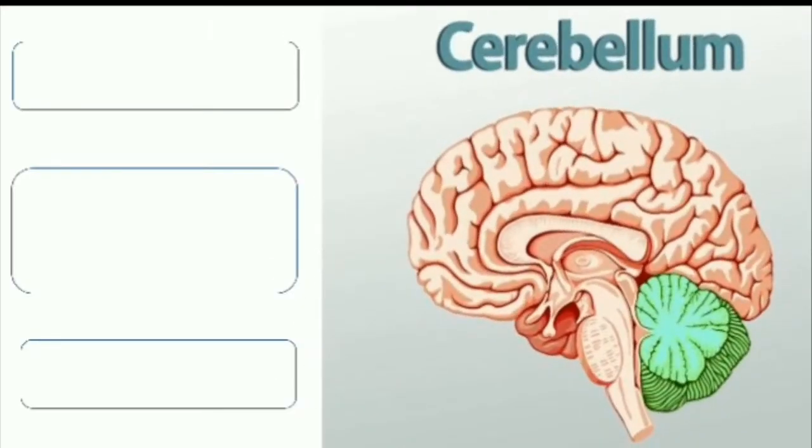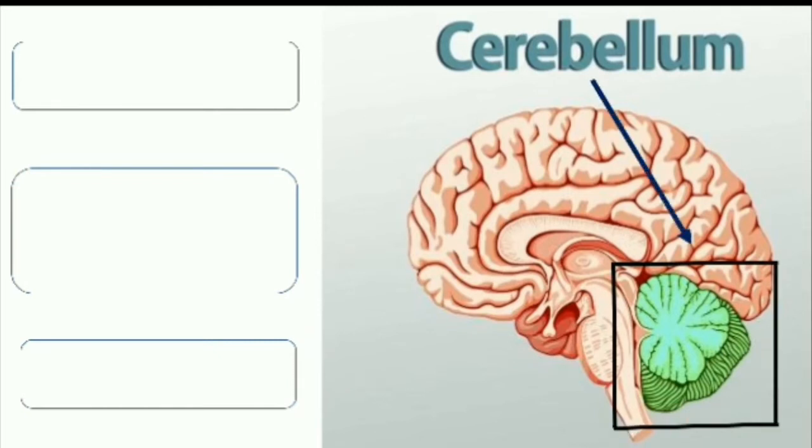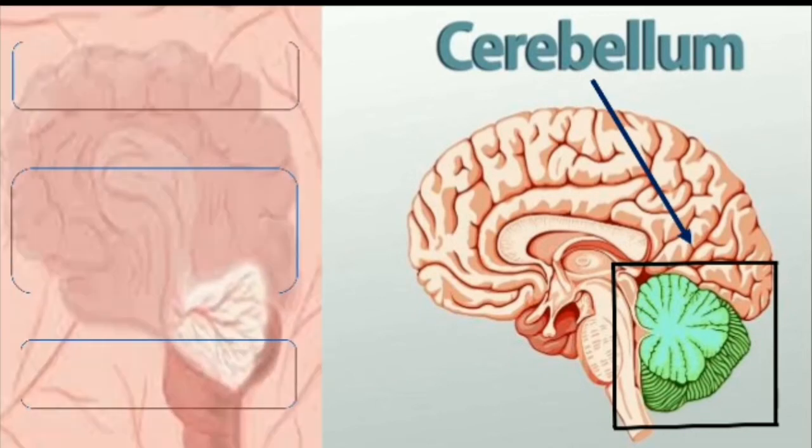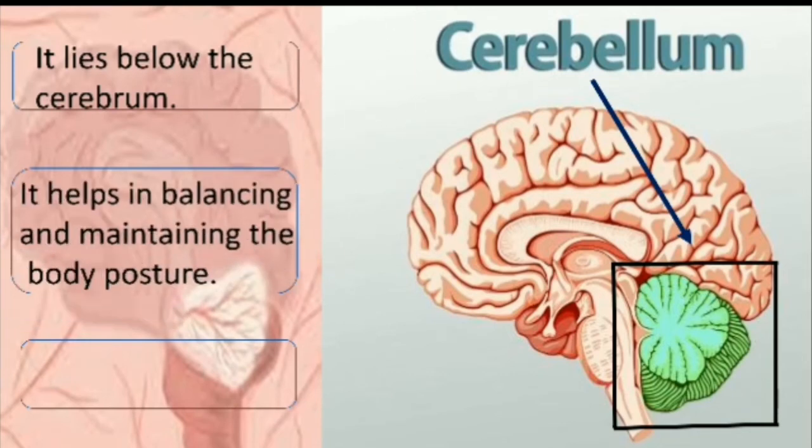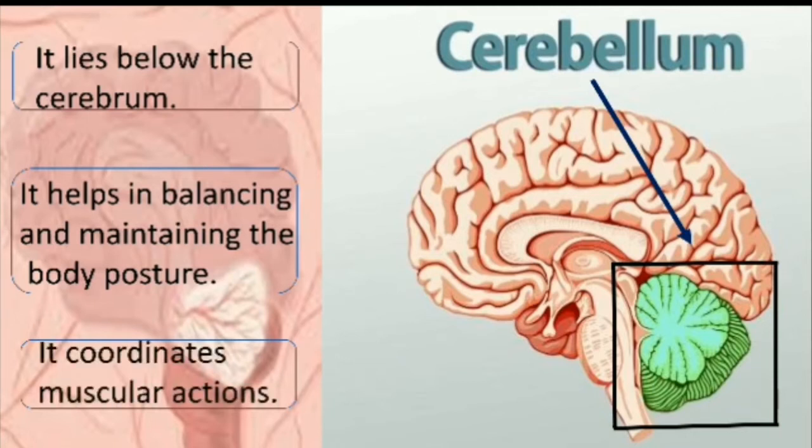The next part is cerebellum. You can see where is the location of cerebellum. From here you can guess how it looks like. Cerebellum lies below the cerebrum. It helps in balancing and maintaining the body posture. Then it also coordinates the muscular actions.